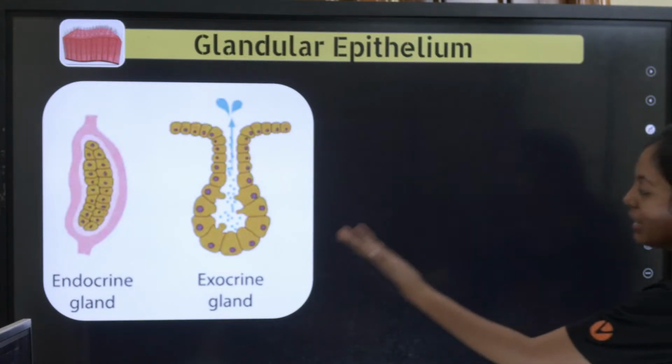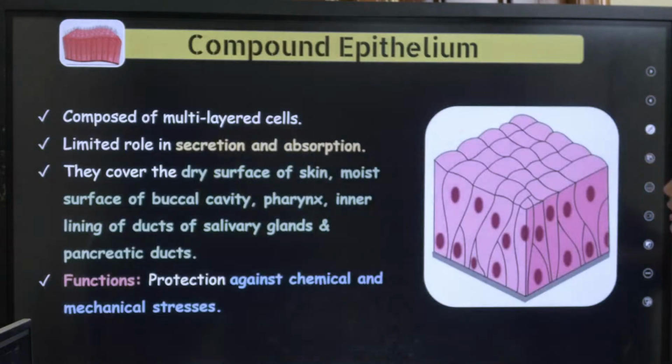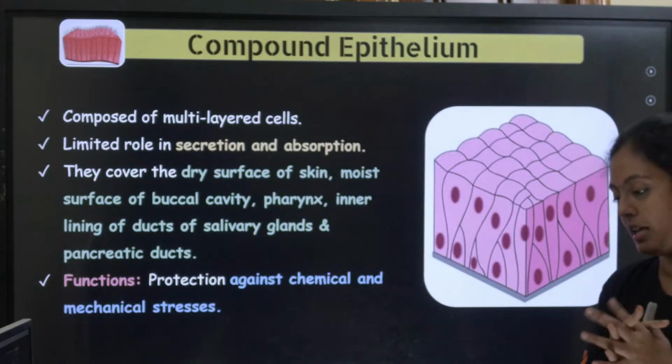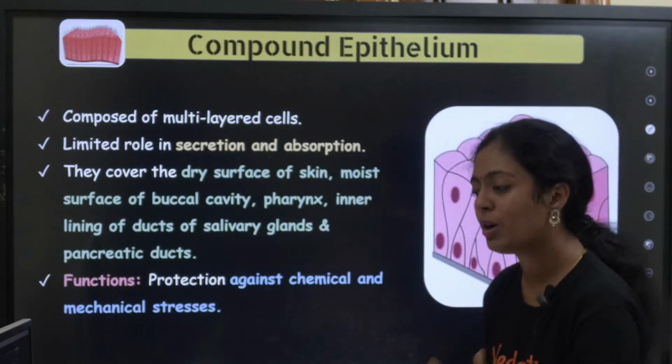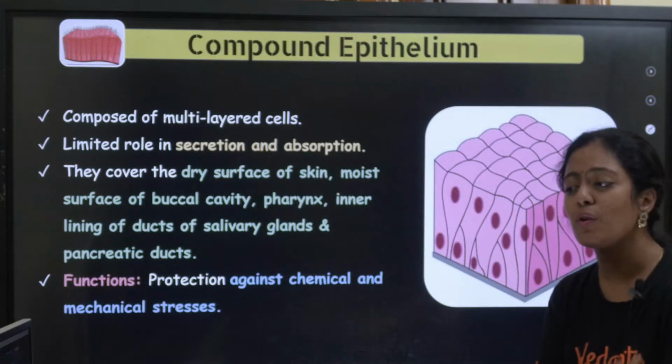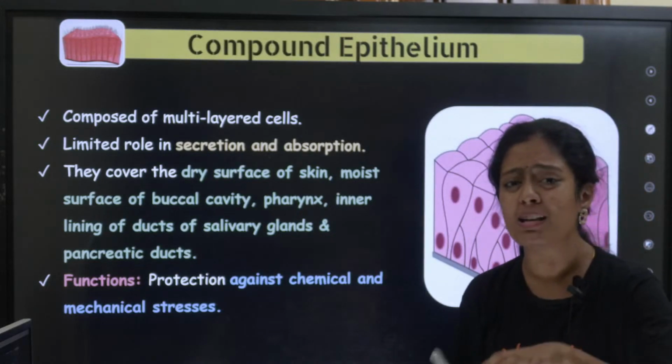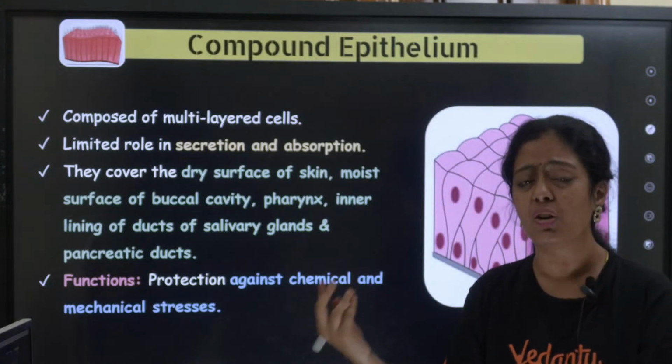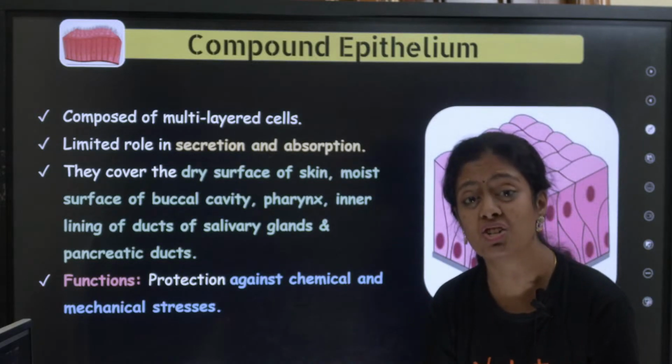Okay, so you can see the endocrine gland and you can see the exocrine gland. Now we will look at compound epithelium. So what is compound epithelium? It has multiple layers. Your skin is an example of compound epithelium. So is my skin involved in absorption and secretion? No, it is more involved in protection.